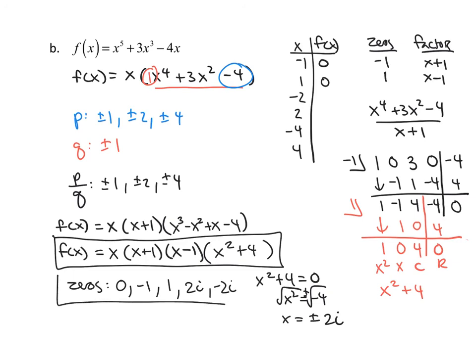So that's all zeros of this polynomial. Remember, it was degree 5, and the number of zeros should add up to the degree, and it does. In this case, we had 3 real zeros and 2 imaginary zeros. And if you wanted to, you could graph this polynomial too. But for now, we're just solving.